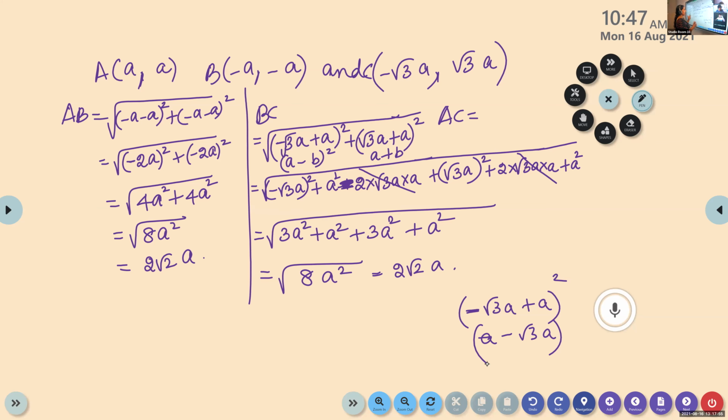So we are using a minus b the whole square when one term is positive. If both the terms are positive, we can use a plus b the whole square. If both the terms are negative, what will you do, children? What is minus a minus b the whole square? It is the same as a plus b the whole square.